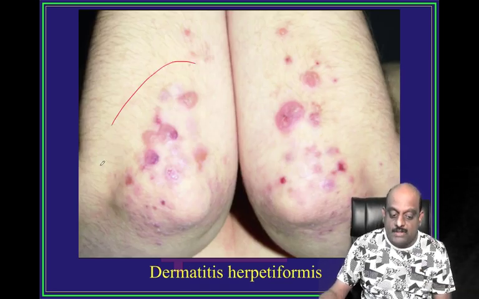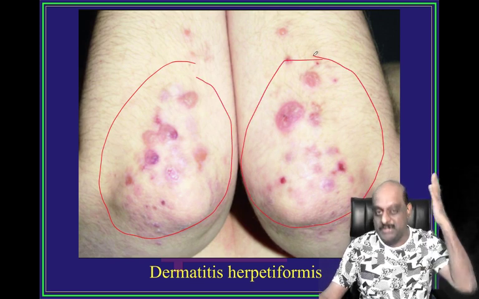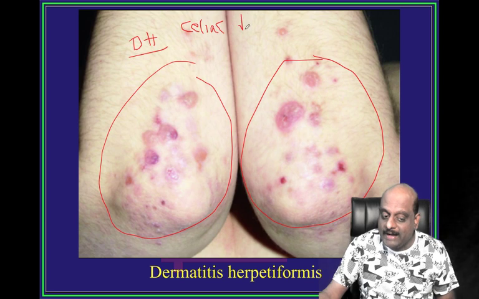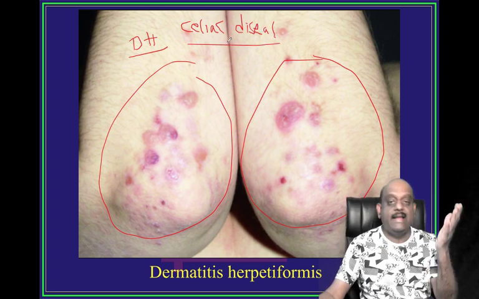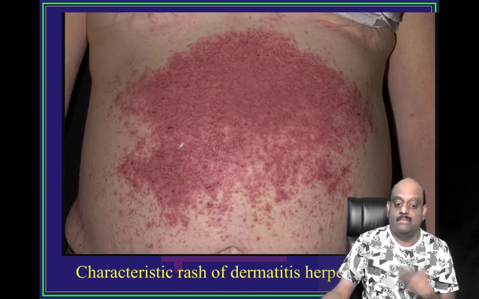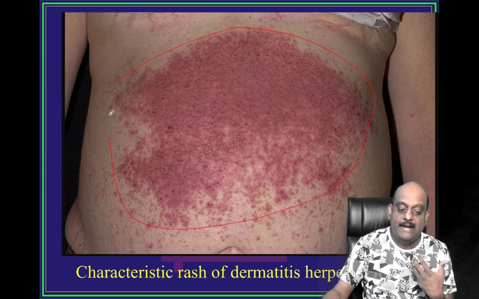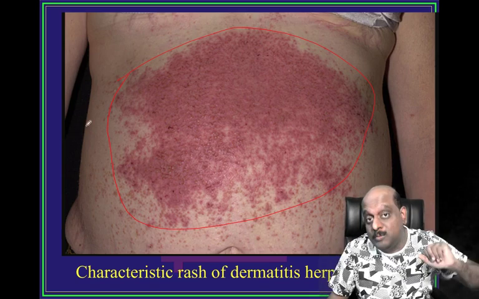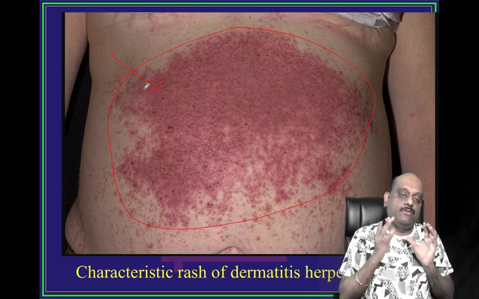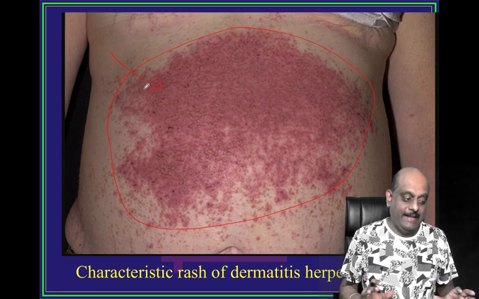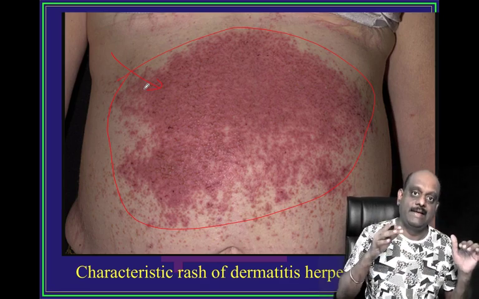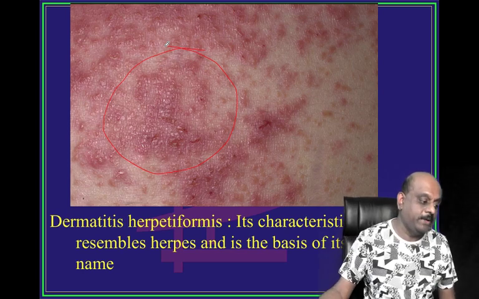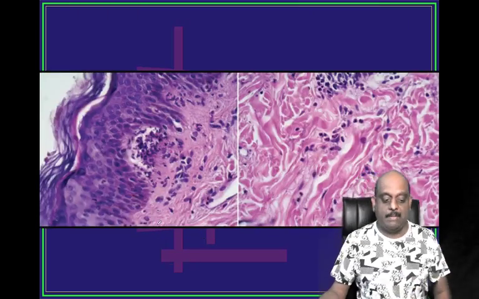Then dermatitis herpetiformis, typically on the extensor surface, you see the lesions of dermatitis herpetiformis. And what is it associated with, doctor? Celiac disease is associated with dermatitis herpetiformis. And this is a typical lesion which can be seen. Achha bhaiya, dermatitis herpetiformis ko herpetiformis kyun bola? Isliye bola. The lesion in fact looks like herpes infection. That is the reason it is called dermatitis herpetiformis, is what you need to remember. The characteristic rash resembles the herpes.